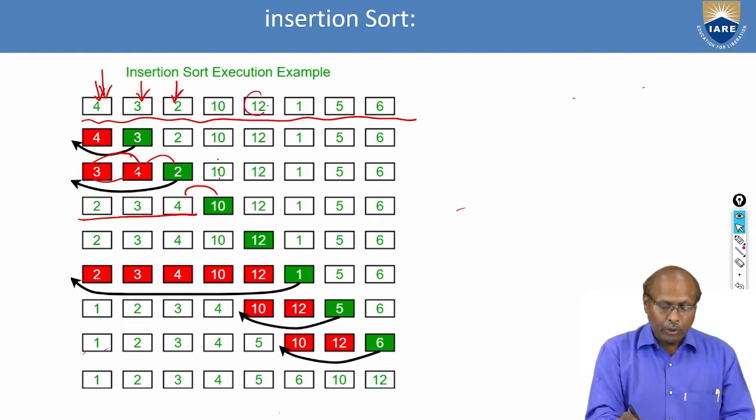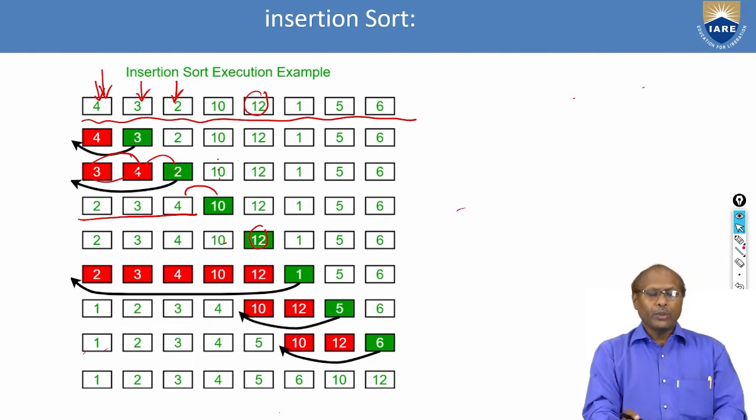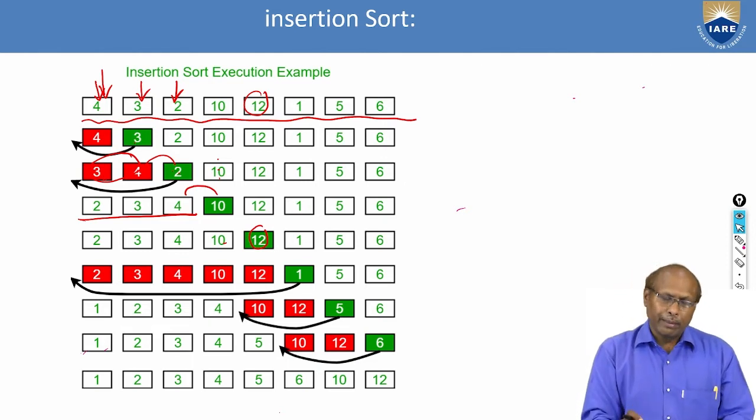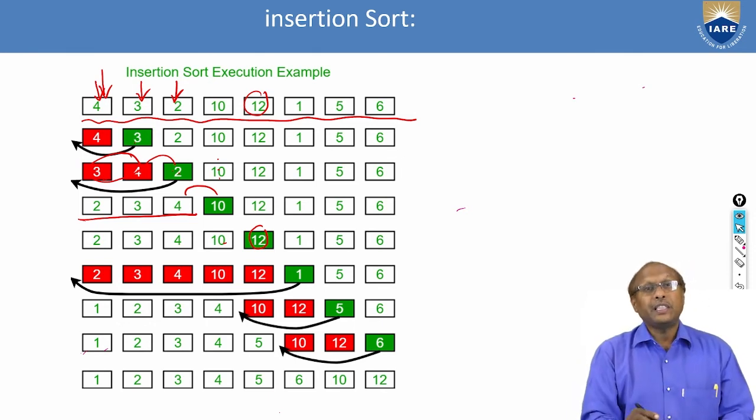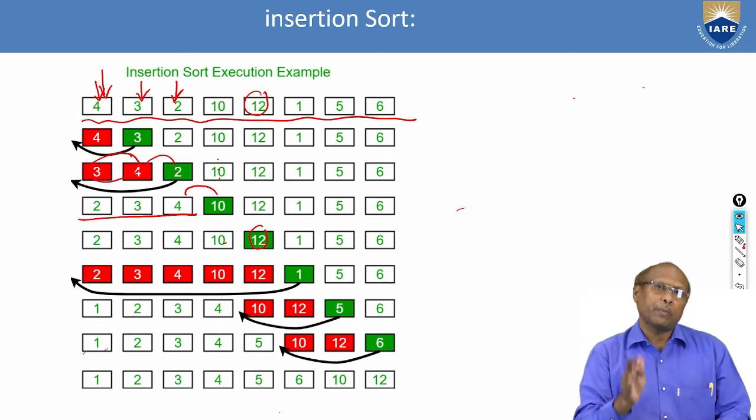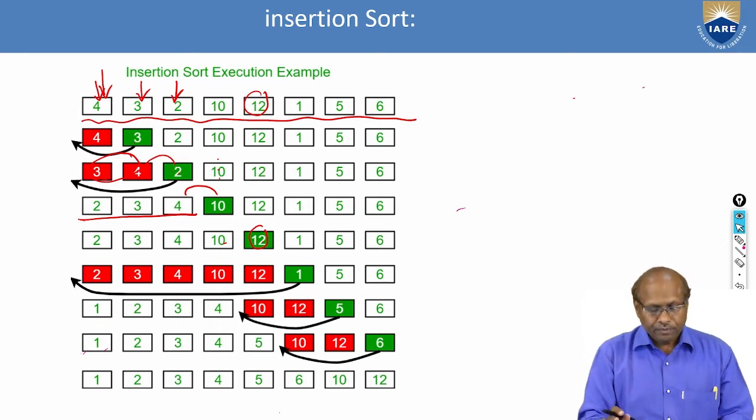After 10, the next element is 12. Now 12 is greater than 10, so stop. No need to do any swapping. Every time whenever new data comes, you have to compare it with its predecessor, its previous element. If this element is greater than its predecessor, then stop. No need to do any swapping.